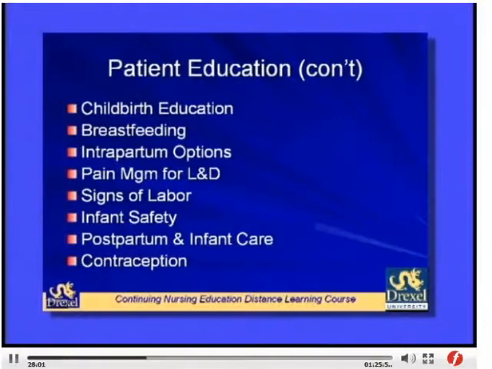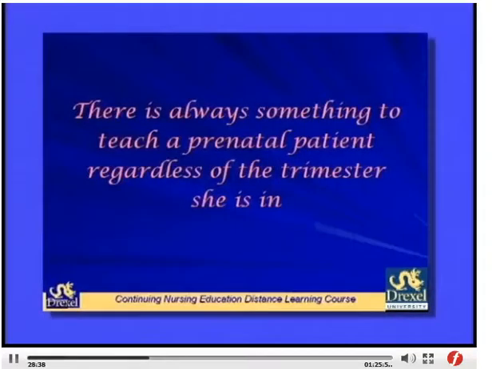Childbirth education, the methods of childbirth can be found on page 548 of your book. Again, there are different methods, and women do have the choice of which method they would like to follow, including, again, the Reed, Lamaze, or Bradley, or other methods, which include, for example, hypnosis or yoga. Breastfeeding information should be given, intrapartum options, what options does the woman have for her intrapartum care, pain management for labor and delivery, what are the signs of labor, infant safety, postpartum and infant care, and contraception.